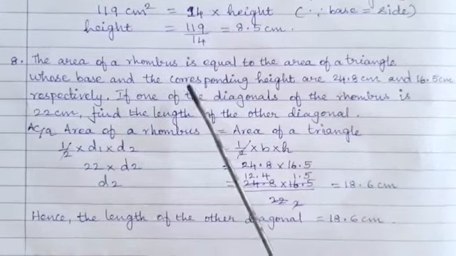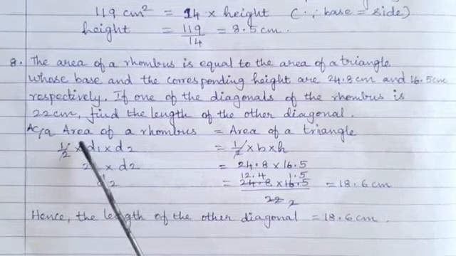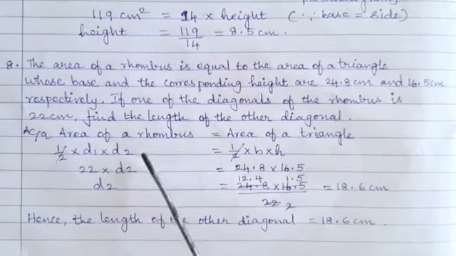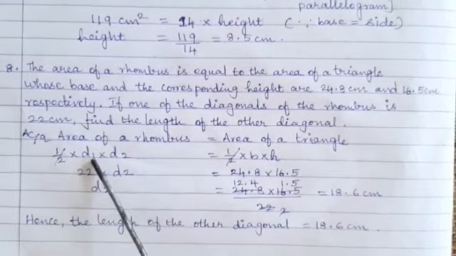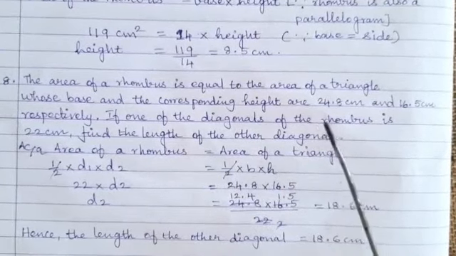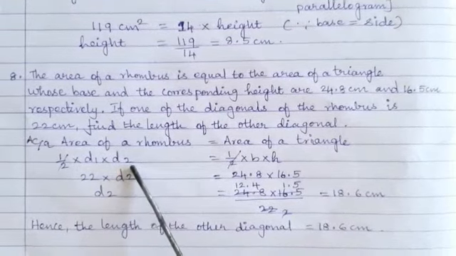What is given in the question? Area of a rhombus is equal to area of a triangle. First we will write it. Area of a rhombus is equal to area of a triangle. Then we will write the formula. Area of a rhombus half into d1 into d2. Because in this question the diagonal is given, so we will use in that formula half into d1 into d2.